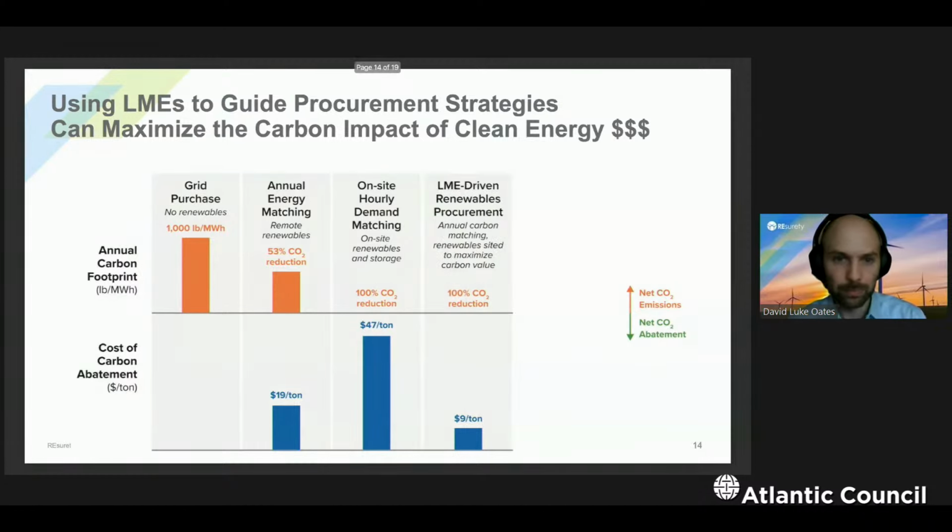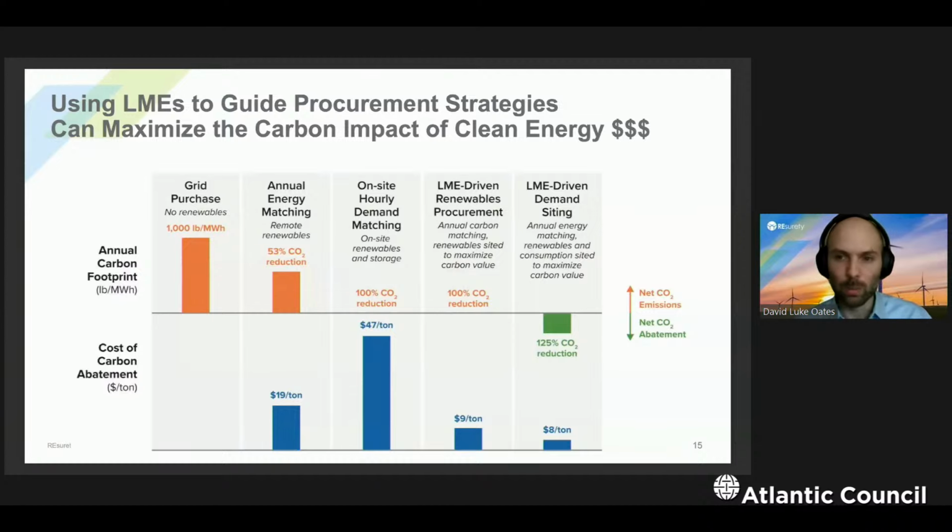So if we go to the next slide. A fourth strategy would be to leverage the LME data to select generation projects that have a high abatement potential, and then to use the LMEs to match on a tons basis rather than a megawatt hours basis. So we're going to target the procurement to match tons rather than megawatt hours. And with this strategy, we of course can also achieve the 100% CO2 reduction. And because we're able to select projects that have a higher carbon abatement value, so on the right end of that histogram that I was showing earlier, we can achieve that decarbonization much more cheaply than we could with the annual energy matching strategy. One more slide.